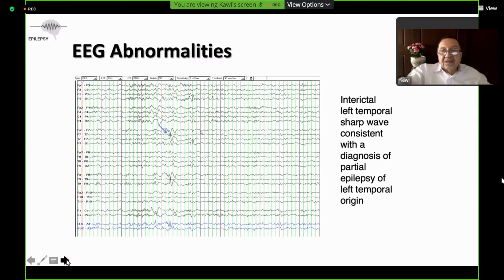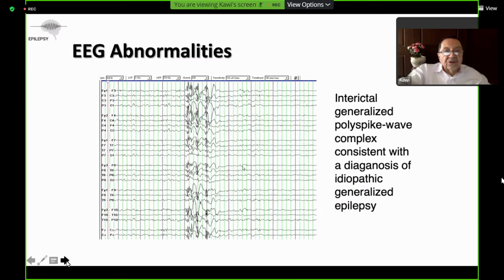This is a recording of inter-ictal left temporal sharp waves. The temporal sharp waves are seen over here and over here. One is on the right side, one on the left side. This is the left, this is the right. So we can see the abnormal discharges. This is a patient with partial seizure of left temporal origin.